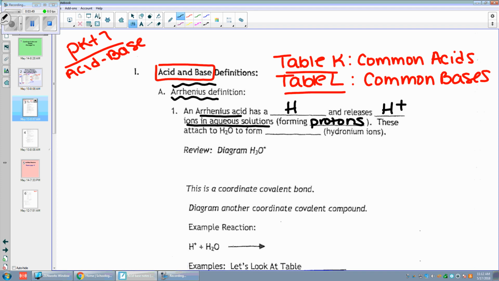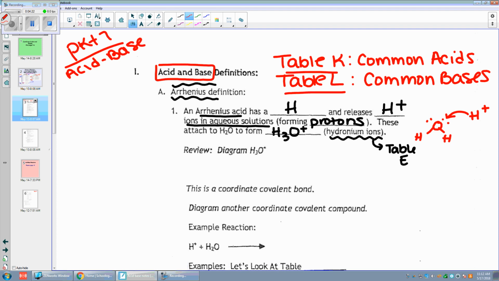These attach to H2O to form H3O plus, which is hydronium. I want to remember that hydronium is on table E. It's a polyatomic. And what happens is I would have H2O, and I have a little H plus floating around. What happens is H plus sees these electrons and says, hey, can I jump on there? And then it says, yeah, sure.